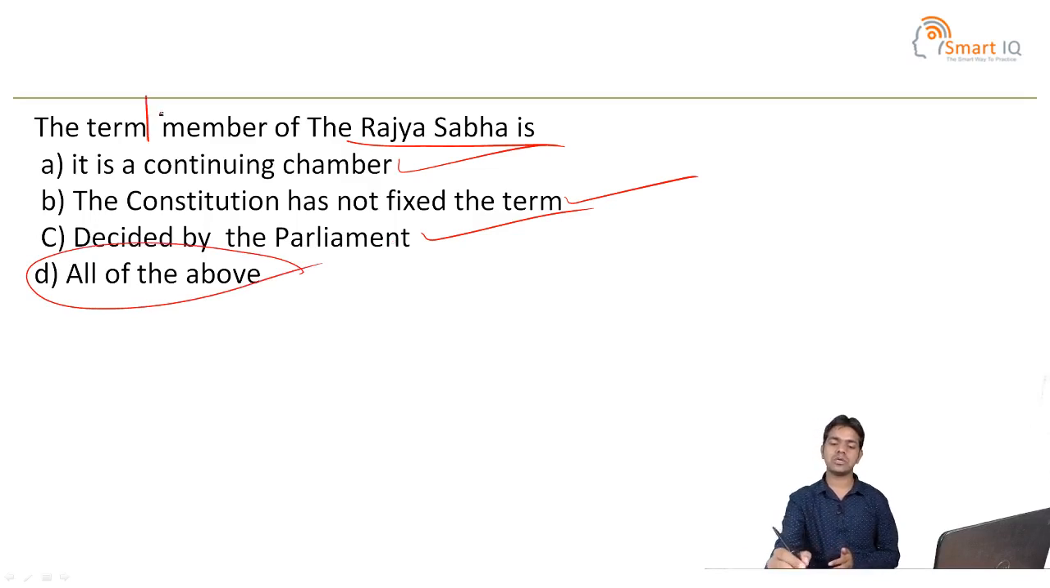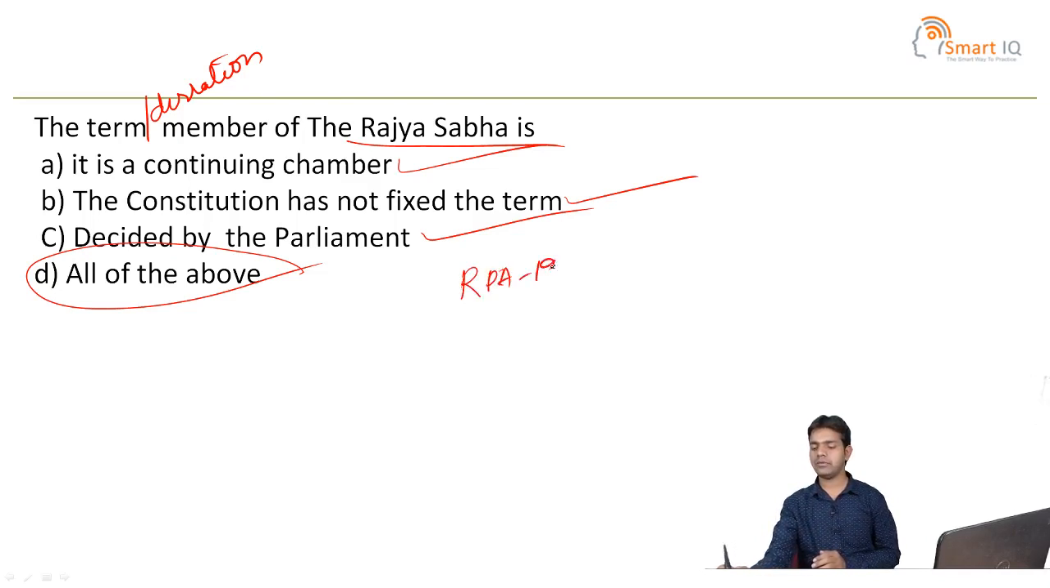The question is, the term or duration of the member of the Rajya Sabha is: it is a continuing chamber. The Constitution does not fix the term of the Rajya Sabha because it is fixed by the Parliament under the Representation of People's Act of 1951. So that is the reason answer D, all of the above, is correct regarding the term or duration of the members of the Rajya Sabha.